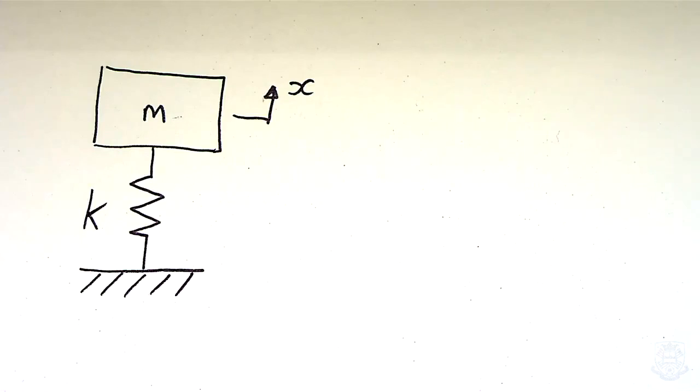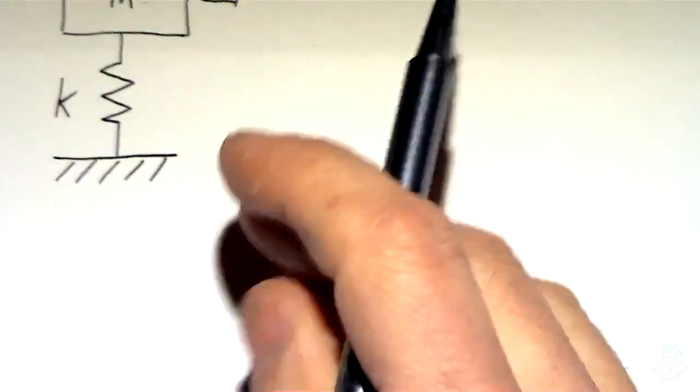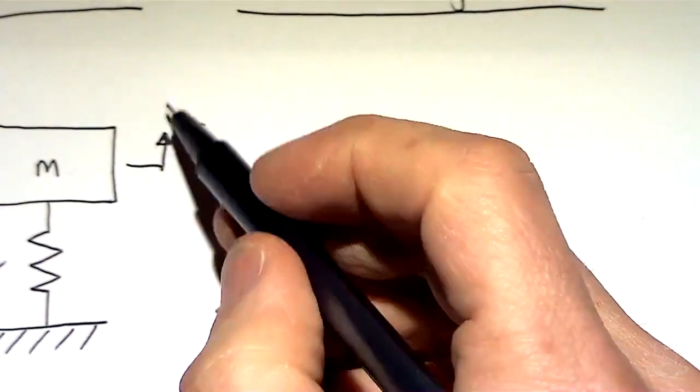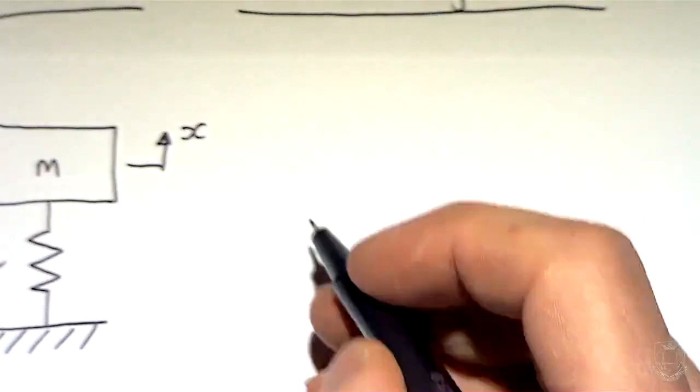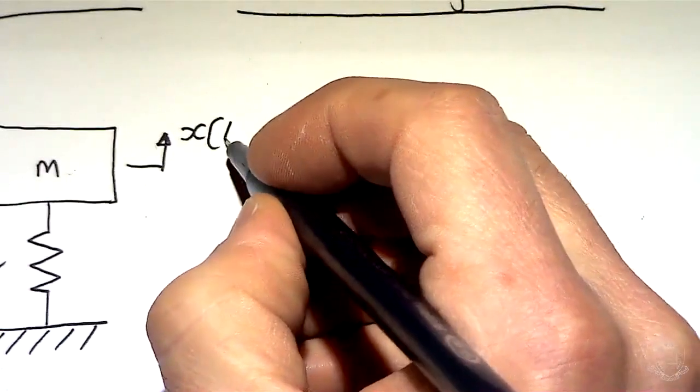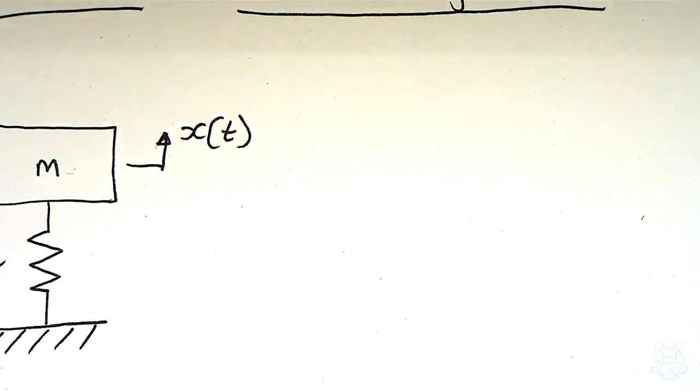Okay, so when we put x on the diagram, what we're showing is that there's just one way that this thing can move, which is up and down. Quite often we'll put a brackets t, next to the x, and that indicates that x varies with time. Okay, so it's a dynamic problem, so x is a function of time, or it varies with time.